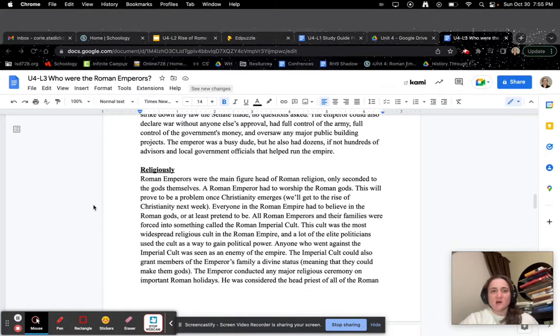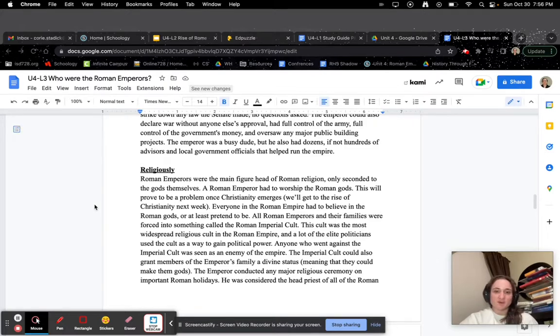Religiously, Roman emperors were the main figurehead of Roman religion, second only to the gods themselves. A Roman emperor had to worship the Roman gods. This will prove to be a problem once Christianity emerges, and we'll get to the rise of Christianity next week. Everyone in the Roman Empire had to believe in the Roman gods, or at least pretend to.